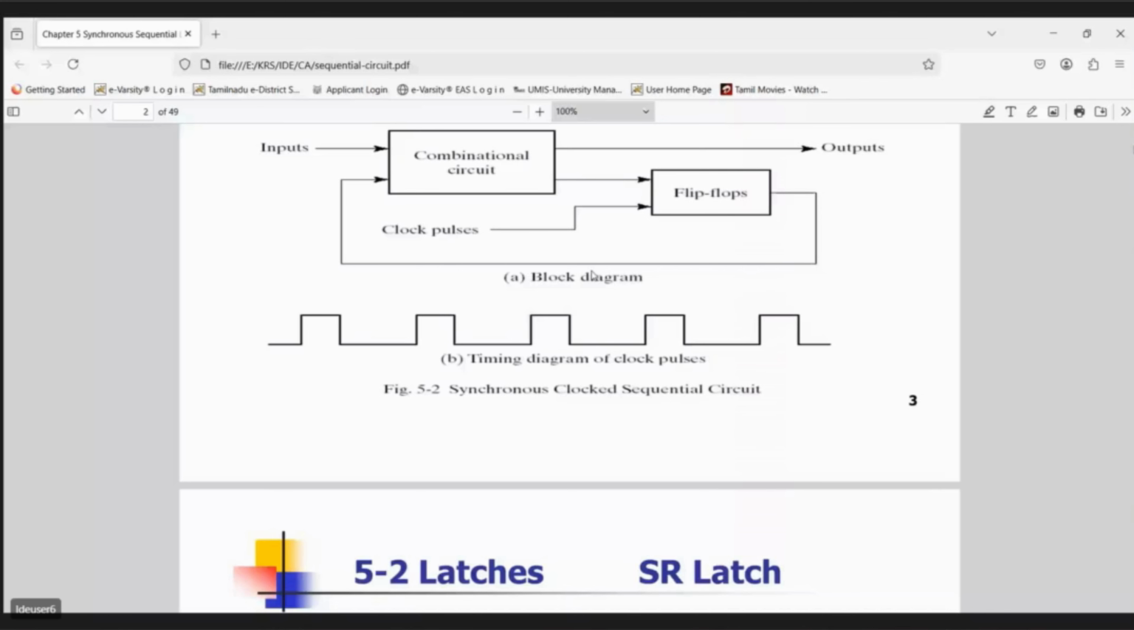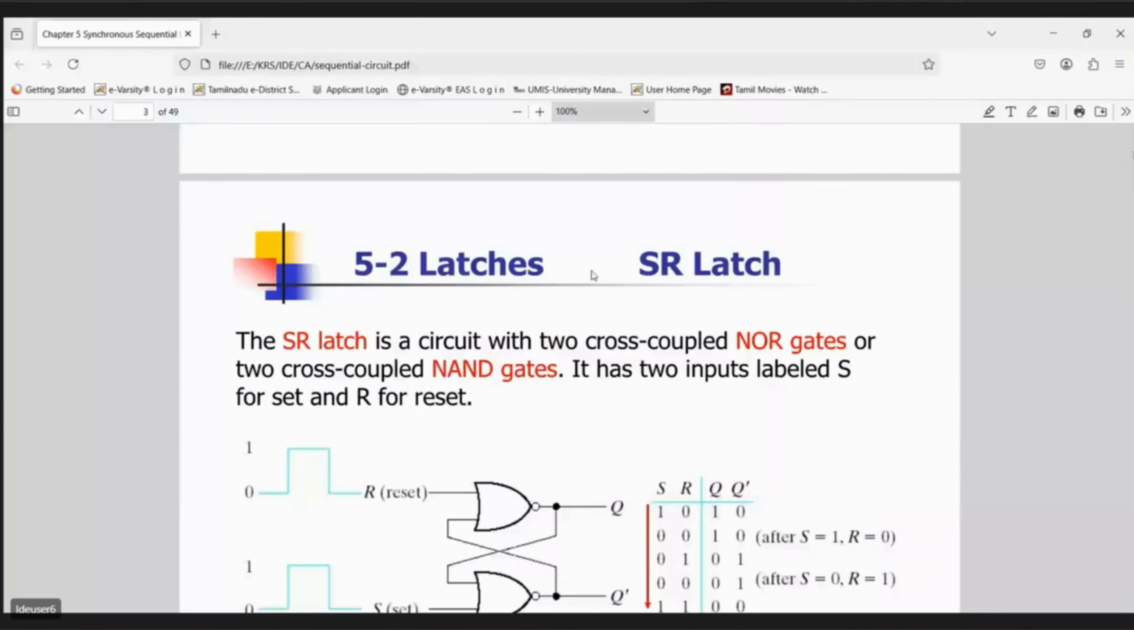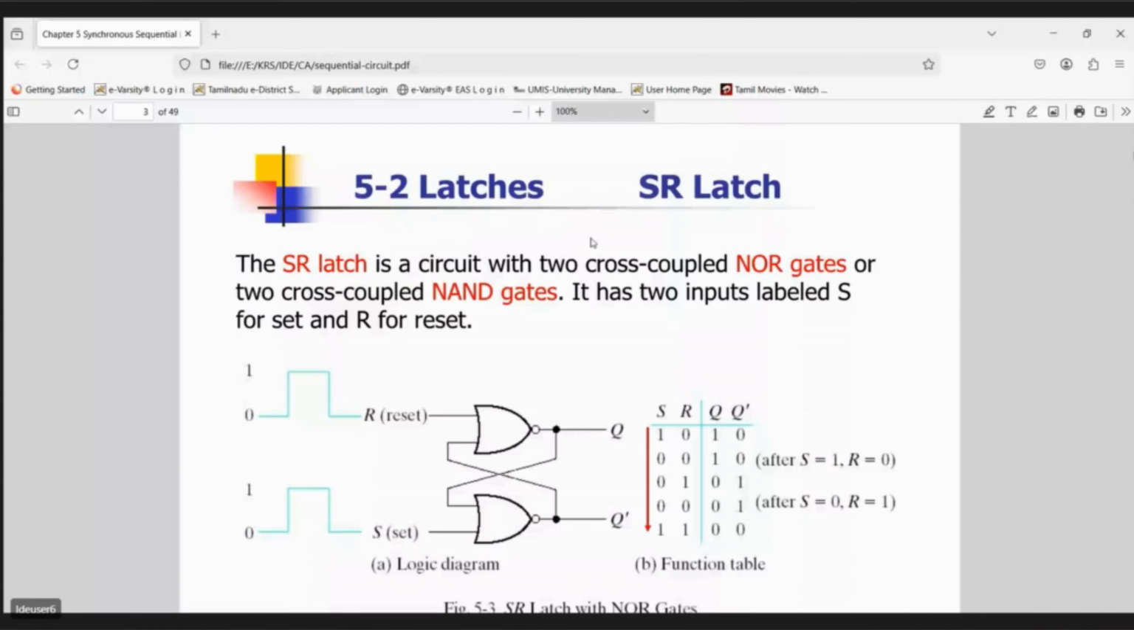Then SR, that is the RS flip-flop they mentioned. The SR latch, or RS flip-flop, is a circuit with 2 cross-coupled NOR gates or 2 cross-coupled NAND gates. It has 2 inputs labeled S for set and R for reset.